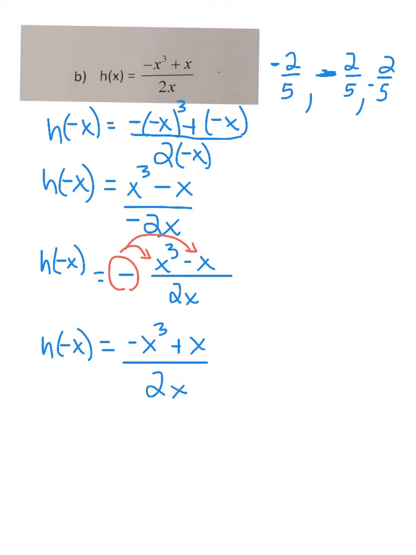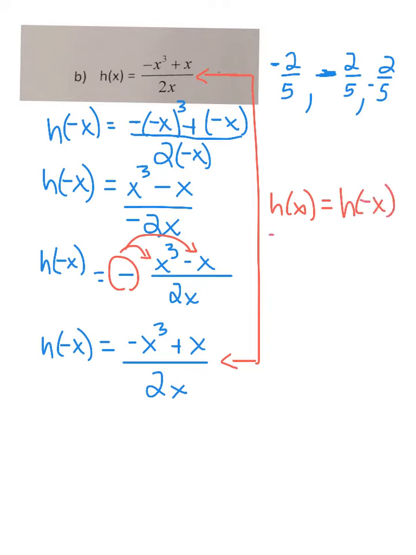And now, if you look at what you have, your original h of x here and your h of negative x, look at that, they're the same thing. And that's why I did that. So because h of x equals h of negative x, then we know h of x is even.